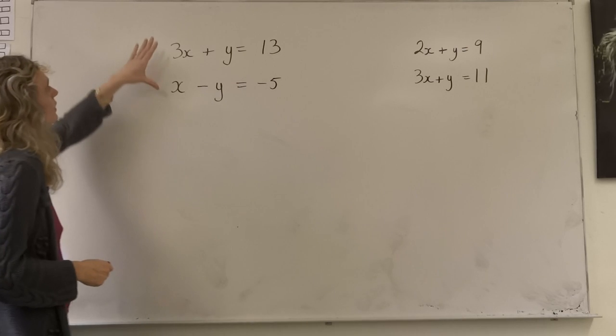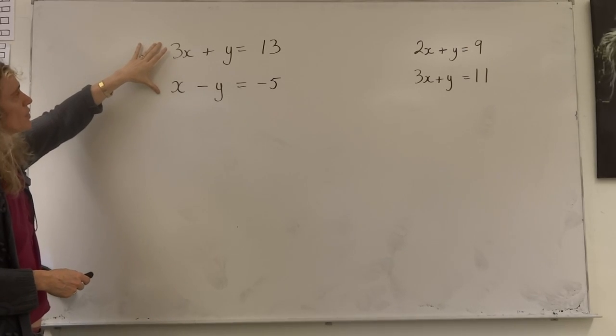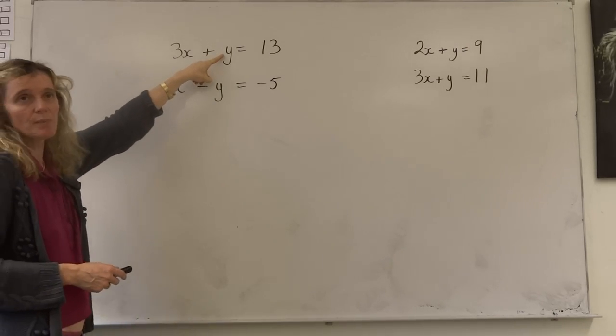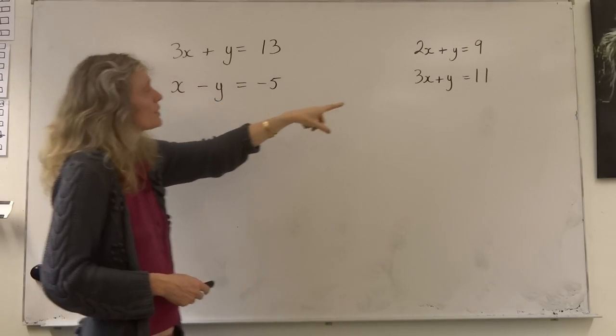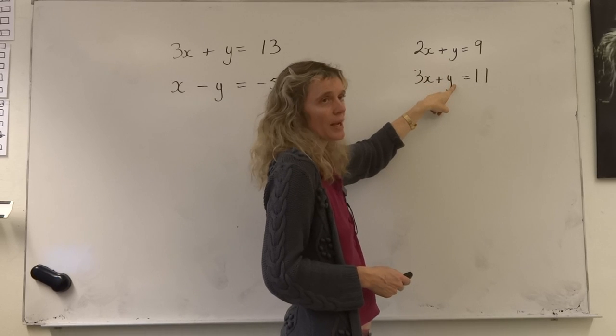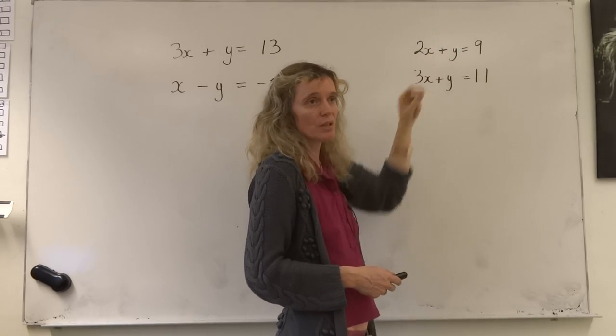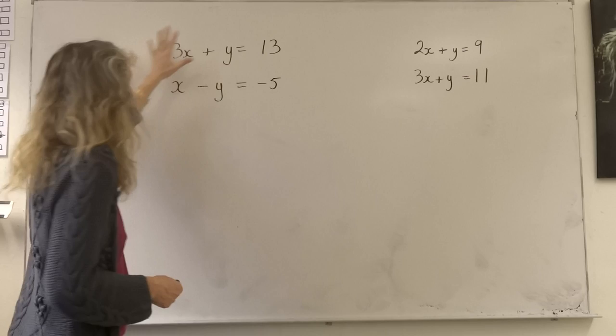Okay, we have two simple simultaneous equations. This one we notice has a plus y and a minus y, so we know that we can use adding. This one has a plus y and a plus y, so we can use subtraction in this method. Okay, let's look at how to do them.